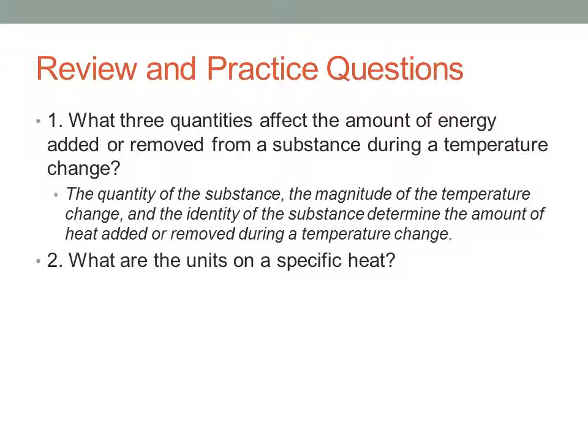Question 2. What are the units on a specific heat? The units are joules per gram degree Celsius. You might also see calories per gram degree Celsius, especially if you're looking at an older resource. That would also be an acceptable unit for the specific heat.